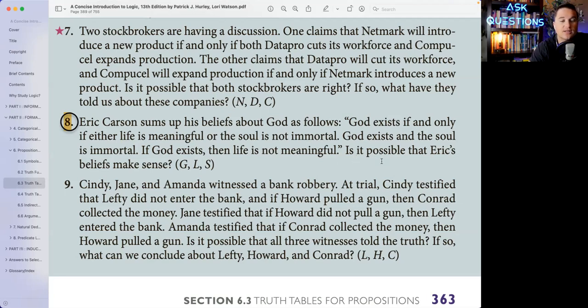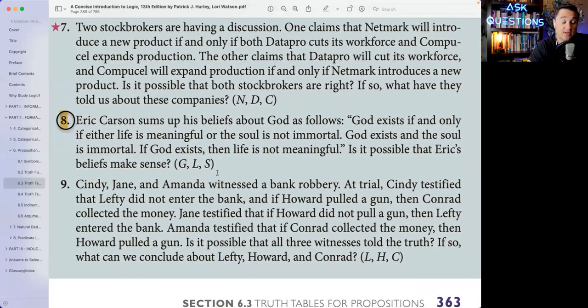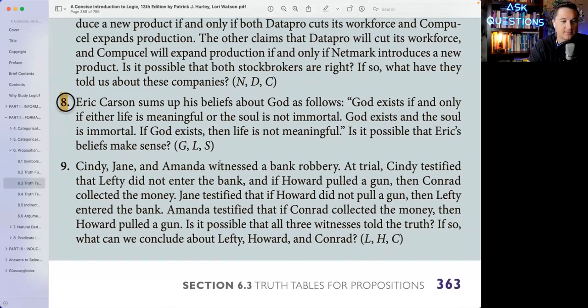So here's the question. Is it possible that Eric's beliefs make sense? And we're defining, in this case, making sense in terms of logical consistency. So could somebody consistently believe these 3 statements? You might guess no, but let's find out. You might just read this and try to figure it out, but it's tough. So what we can do is do a truth table.